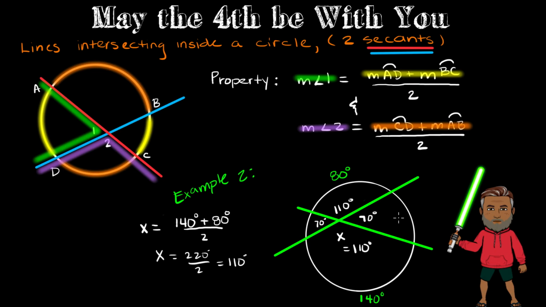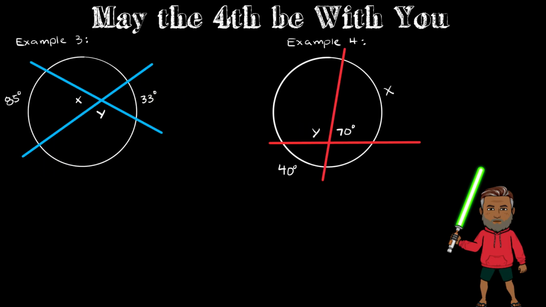But how much they are, I'm not exactly sure. They might be 70 and 70. They might be 60 and 80. They might be 139 and 1. I have no exact clue what they are. All I know is that they have a total of 140. All right, so the last thing I'd like to do is take a look at two more examples, example 3 and 4.